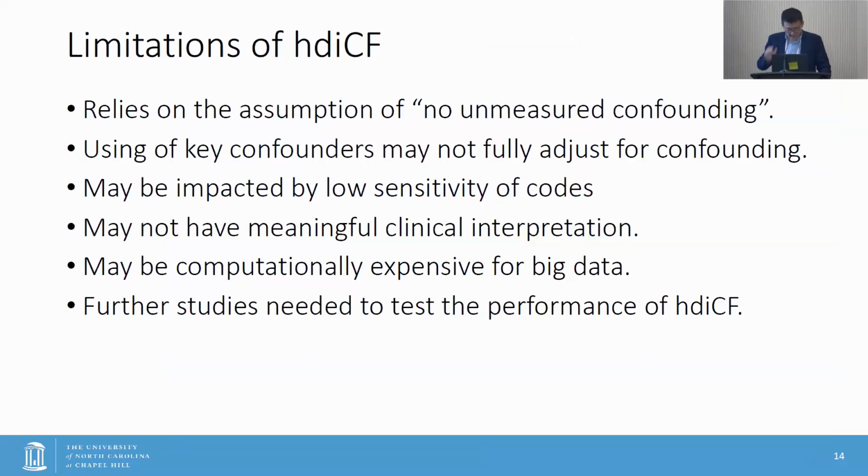So, limitations of HD-ICF: it relies on the assumption of no unmeasured confounding. So it should be applied in a robust study design, such as an active comparator user design, where we can effectively reduce unmeasured confounding. And using the key confounders may not fully adjust for confounding in some scenarios. This method is also limited by low sensitivity of some codes in some scenarios. So we need to carefully interpret the results and look at validation studies also. And further studies are needed to test this method.